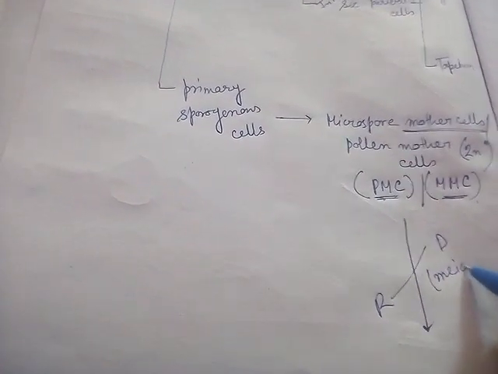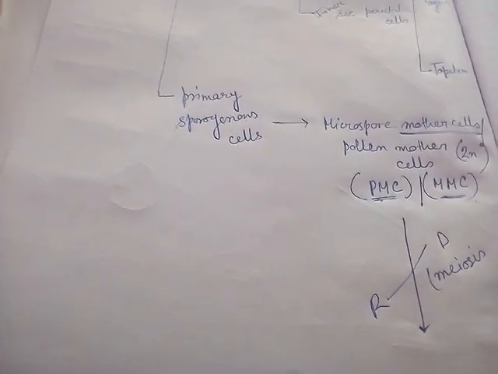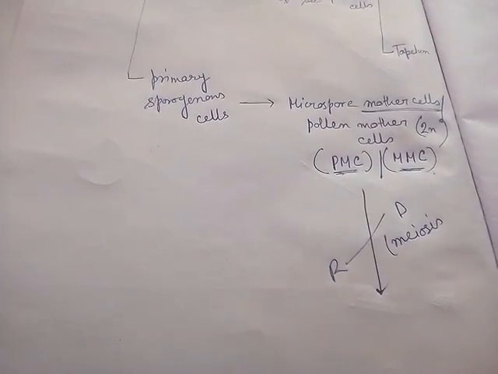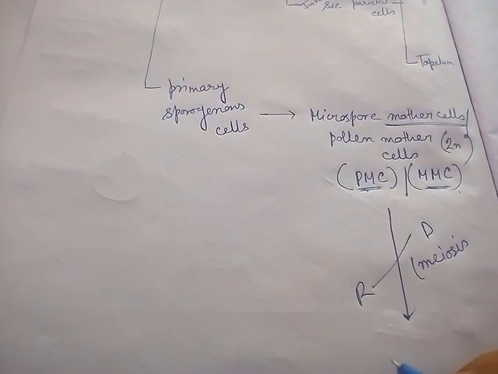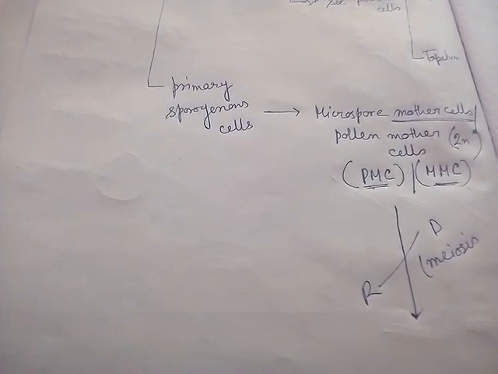From microspore mother cell, after reduction division, meaning meiosis, microspores or pollen grains are formed. First, the microspores are formed in tetrads. Tetrads means the 4 microspores are arranged either linear or in tetrahedral form, which is why it is known as formation of tetrads.